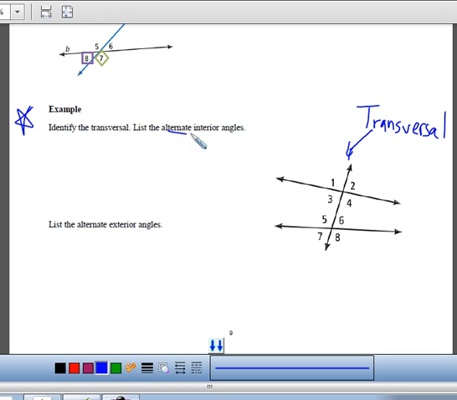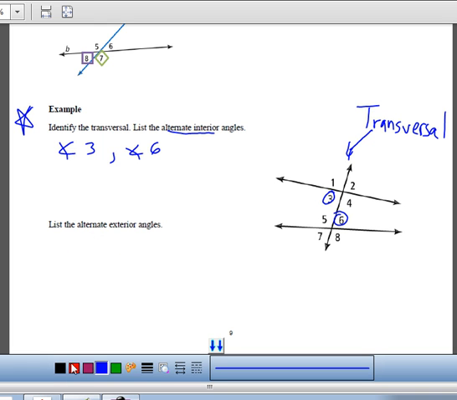We're going to list the alternate interior angles. I'll give you one pair. One pair is going to be angle 3 and angle 6. You need to come up with the other pair.